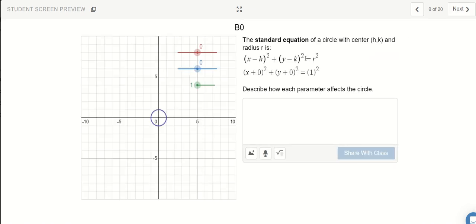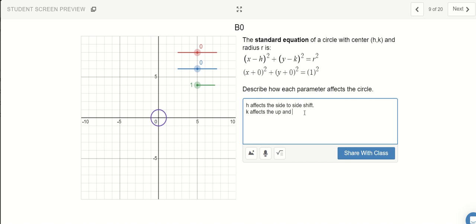All right, so let's go and review parts of a circle. Here we have H, K, and R. So H affects the side-to-side shift. K affects the up and down shift. And R is the radius. Okay? And quickly remember that it's going to be inverted controls.